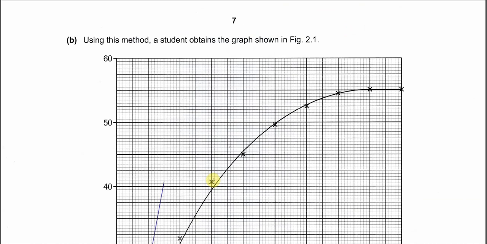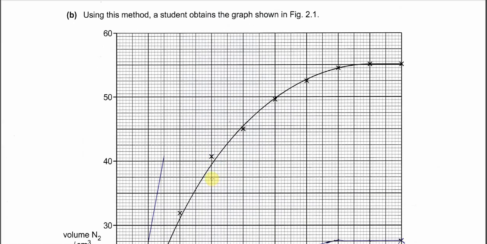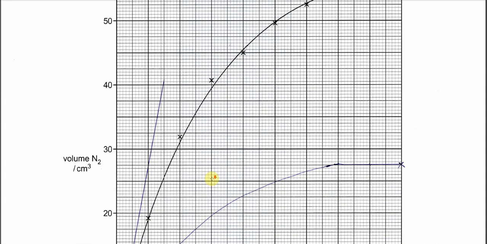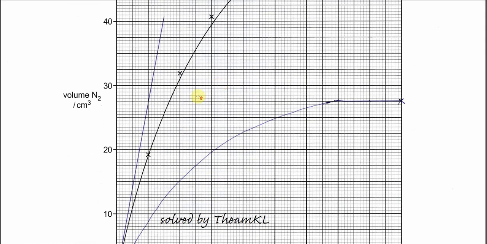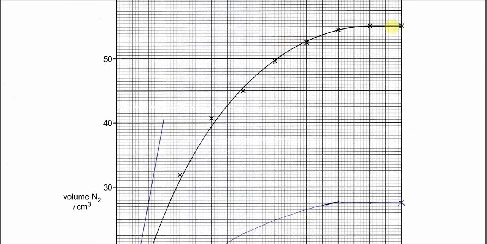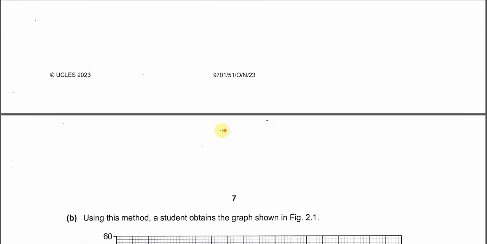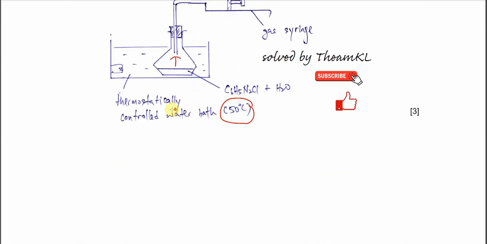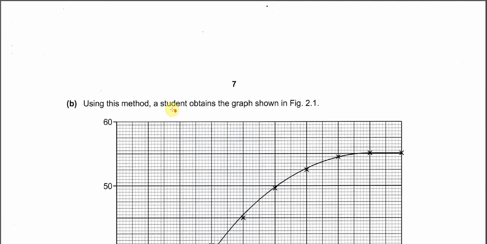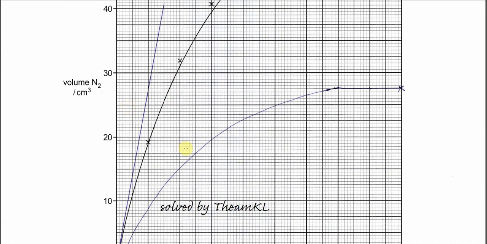For part B, use this method, meaning the gas collection method. So we get this graph in figure 2.1, something like this. This is the initial graph, and this is from the question. It uses the initial concentration of 0.075 mole per dm cube benzene diazonium chloride. After that we will discuss this one later, one by one.